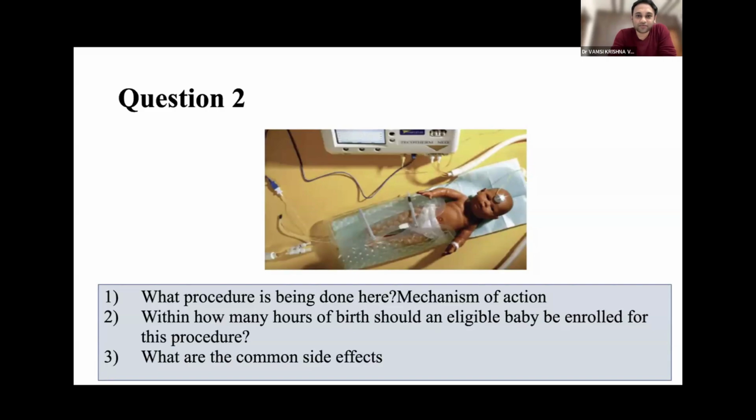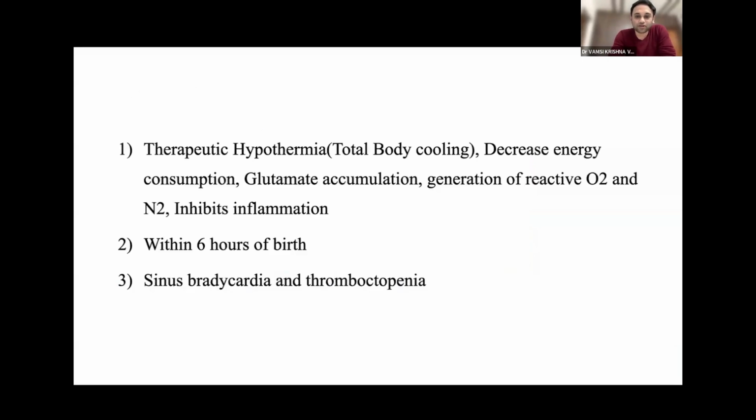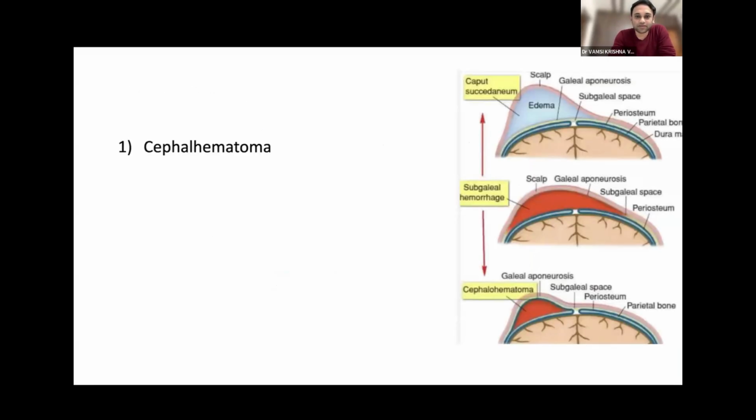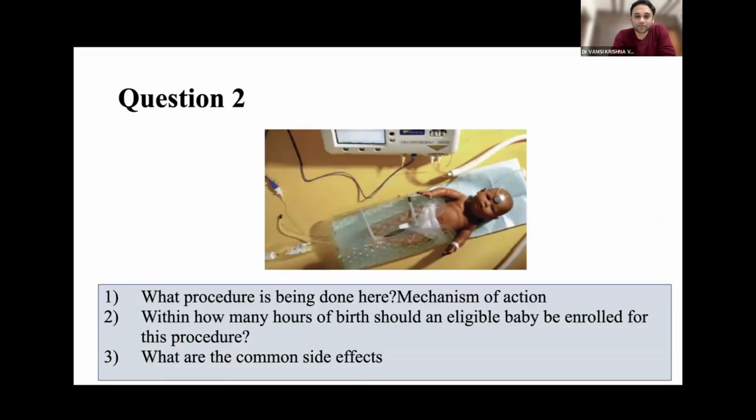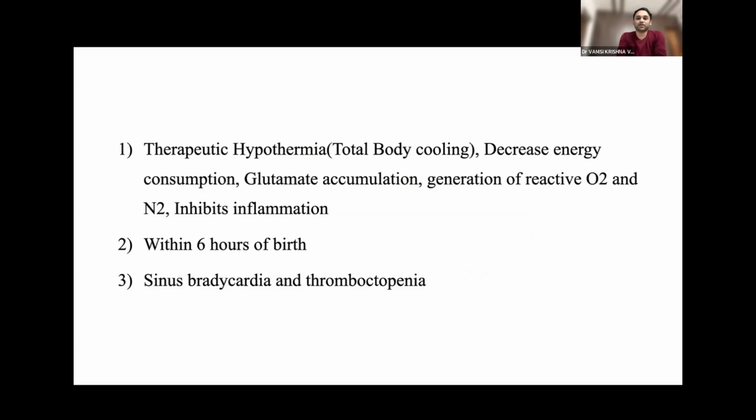Okay, then we'll move on. So this is therapeutic hypothermia, total body cooling, where the baby is being cooled to 33.5 degrees centigrade. The mechanism of action is, it decreases the basic metabolic rate, so it decreases energy consumption in both the body and the brain. And it inhibits the accumulation of glutamate, which is the excitatory neurotransmitter.